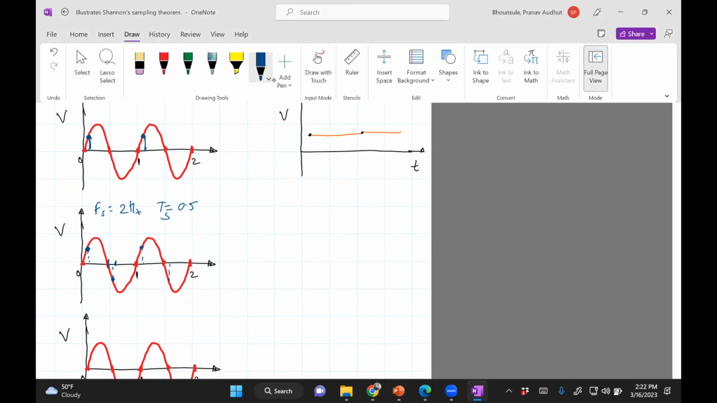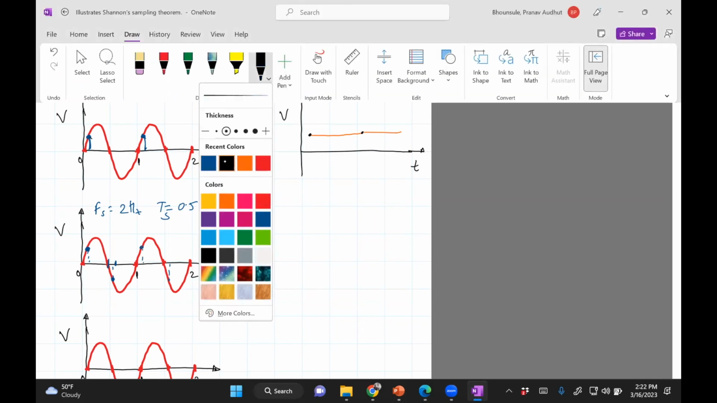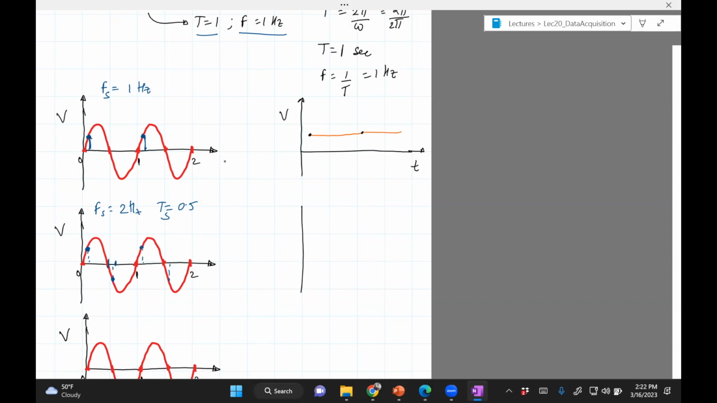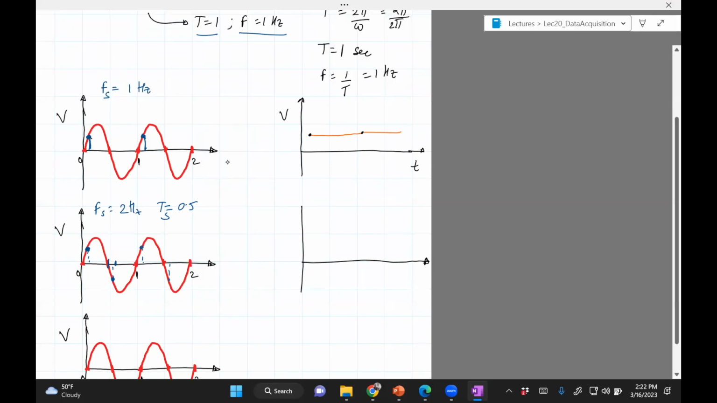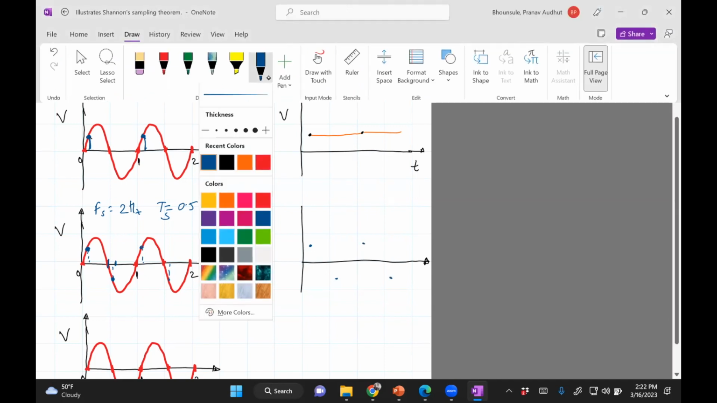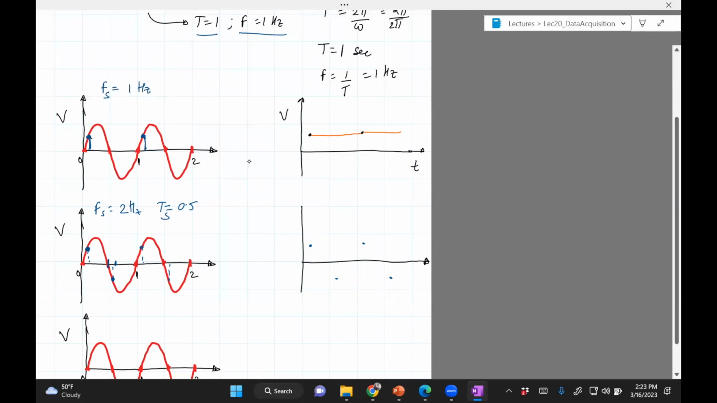Let's just see what we get on the reconstruction. So the first dot here, the second dot here, third dot here, fourth dot here. And now we need to connect that by straight lines.